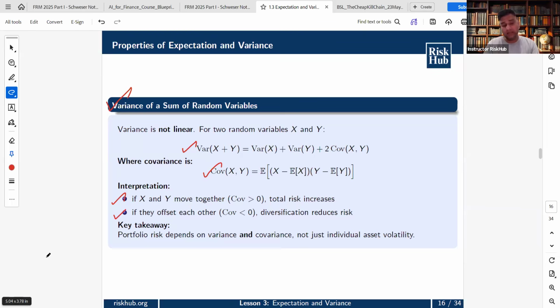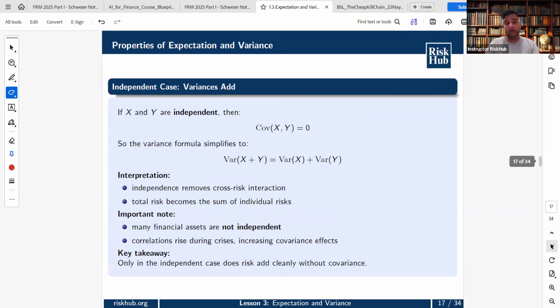Suppose, let's say, airline stocks lose money when oil rises, while oil companies gain money when oil rises. Holding both creates covariance less than zero, which reduces risk. A common beginner mistake is thinking portfolio risk is the average asset risk. Wrong. Portfolio risk depends highly on covariance. This is Markowitz's Nobel Prize winning insight, right, which we need to understand. Okay.